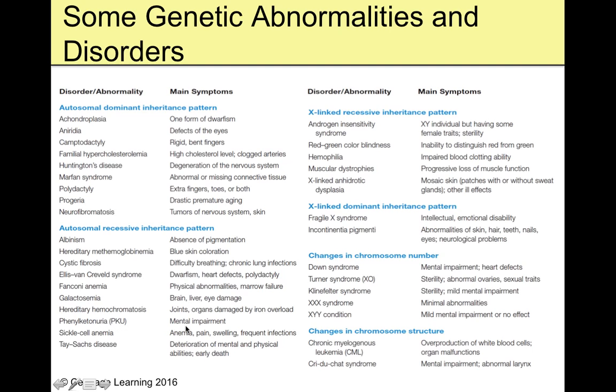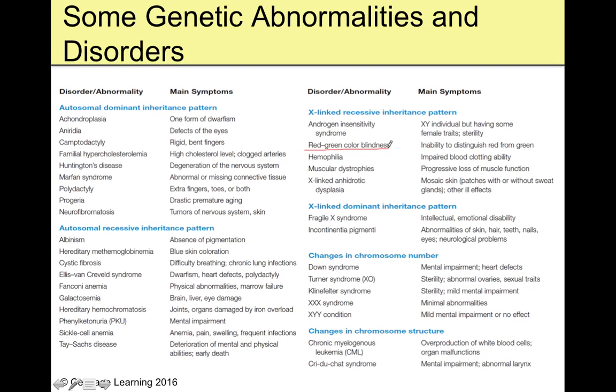Phenylketonurics can't digest the amino acid phenylalanine, and it accumulates in their body and causes a lot of mental impairment. So if you can put them on a phenylalanine-free diet, they can actually live pretty long, healthy, normal lives, which is kind of cool. Sickle cell anemia, autosomal recessive, which is one you guys have probably seen, and Tay-Sachs is one we'll talk about. X-linked recessive is probably the one that you guys all know about, or at least you will by the end of the chapter.